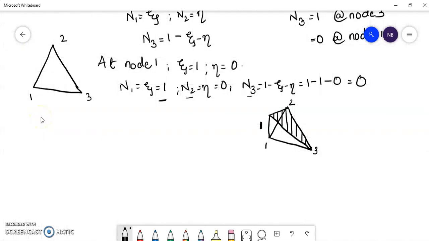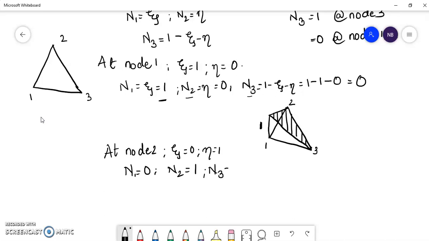Similarly, let us calculate or find out at node 2. Here zeta will be 0 and eta will be 1. So we have n1 equals to 0, n2 equals to 1 and n3 equals to 0.